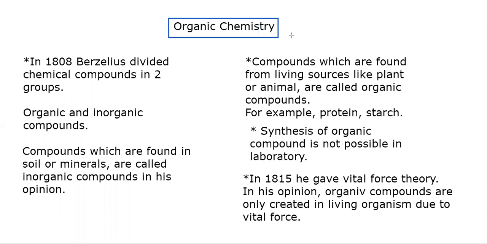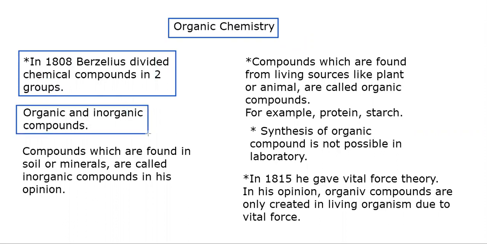So at first we start with what we mean by organic chemistry or organic compound. Actually, compounds were not divided into organic or inorganic previously. But in 1808, Berzelius divided the chemical compounds into two groups. What are the two groups? He stated that compounds are divided into two types: organic compounds and inorganic compounds.